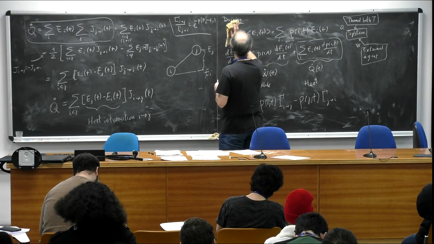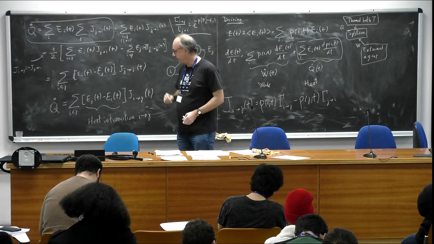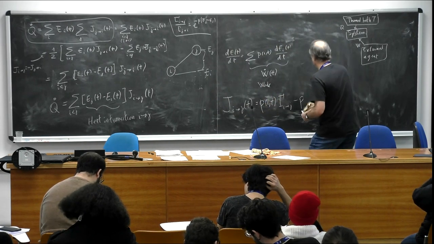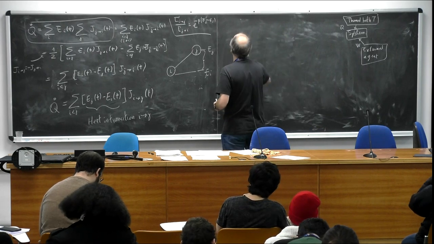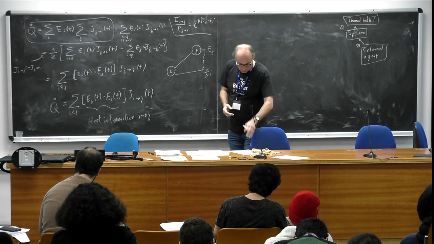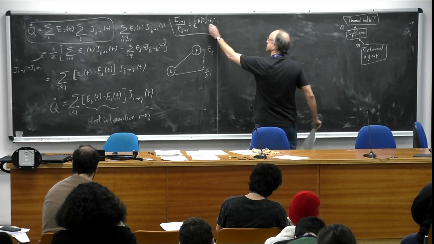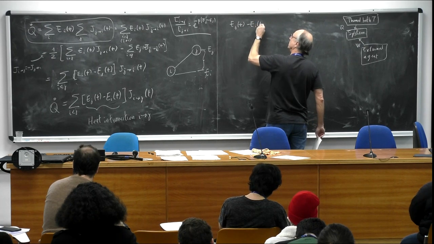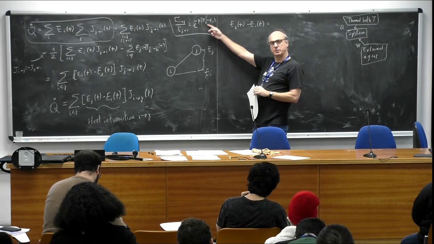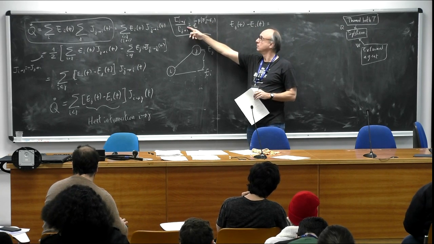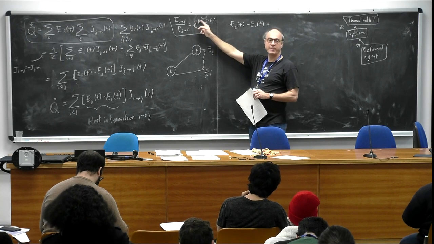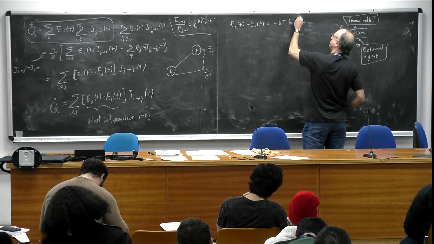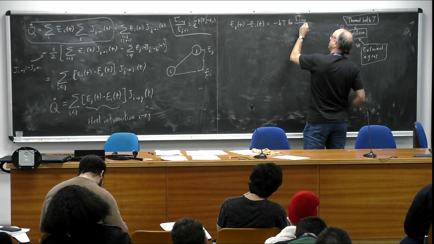And something which is also very interesting is that now we can use this detailed balance condition, and you see here is in the exponent. So if I take logarithms and I multiply by kT, I get this nice expression.